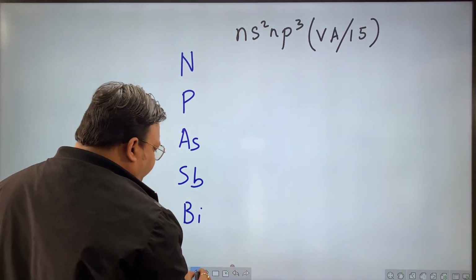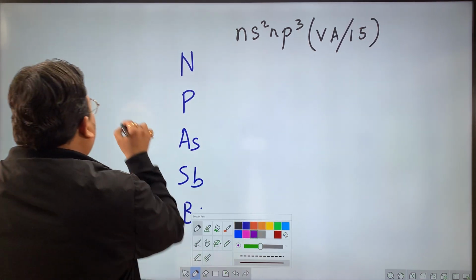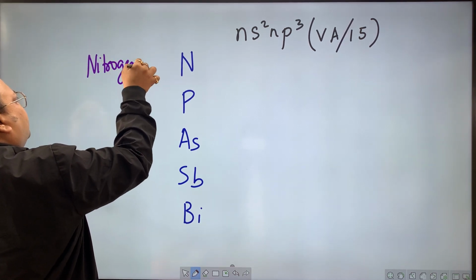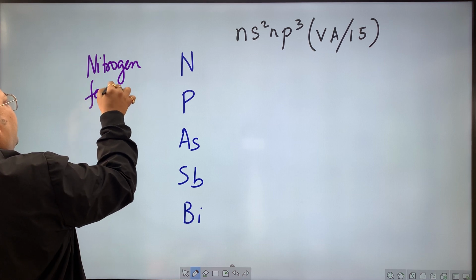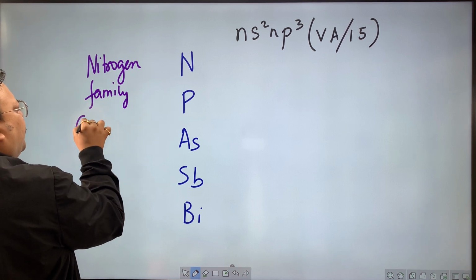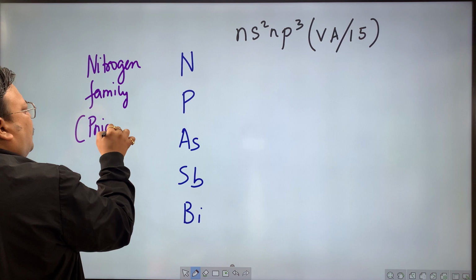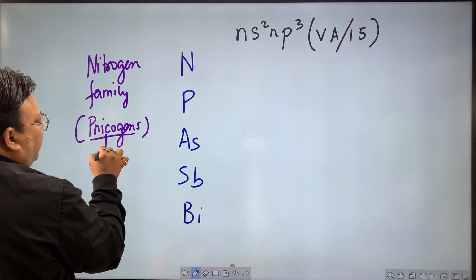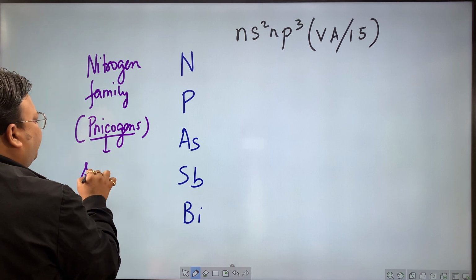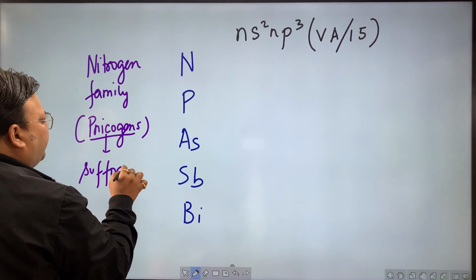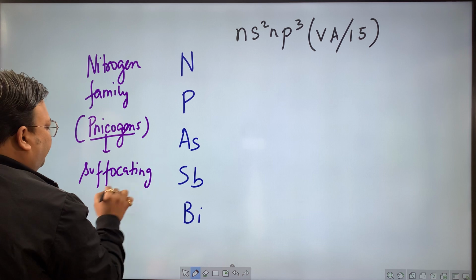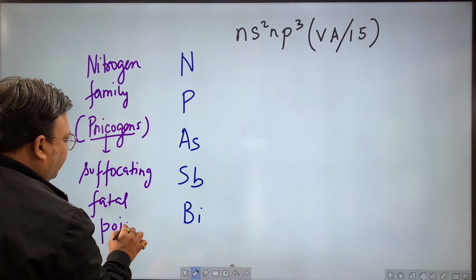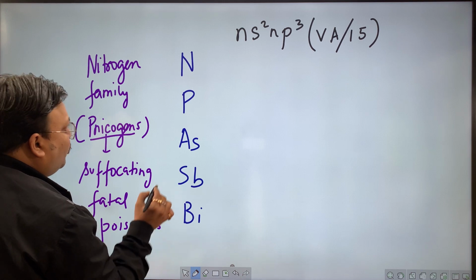You call it nitrogen family, which is also given another name, although it's a little less popular. This is called a group of nicogens. The term nicogen literally means suffocating or poisonous or fatal.